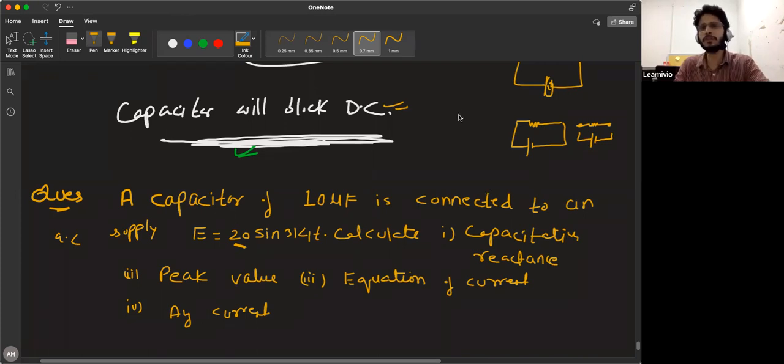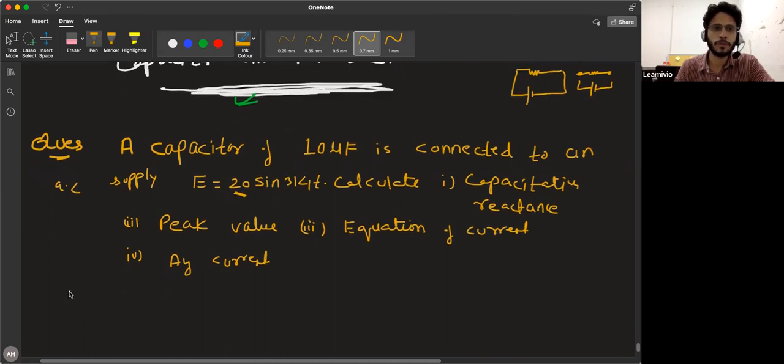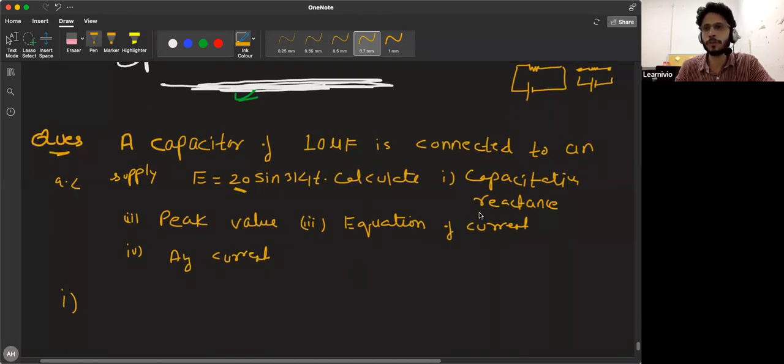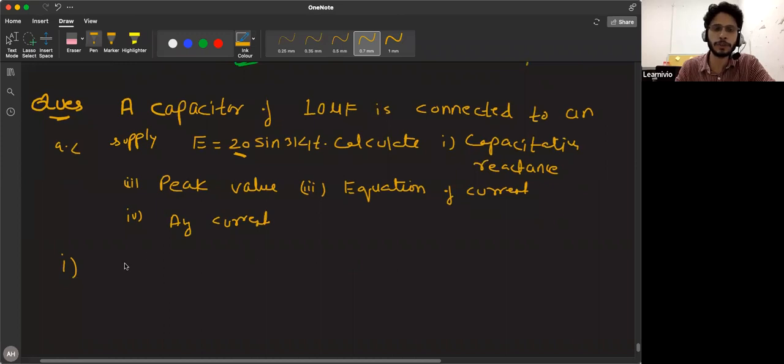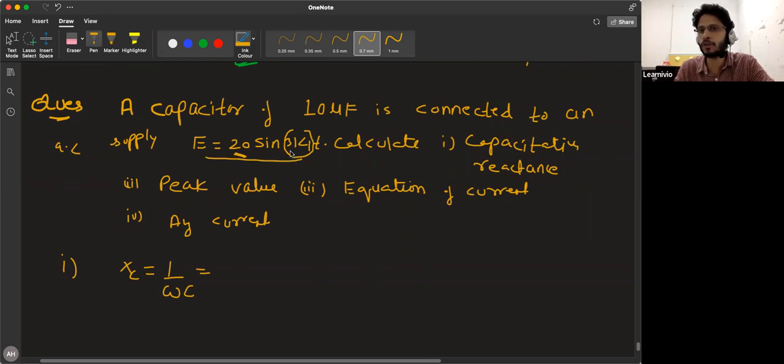These are formula-based calculations. Okay, let's solve it together. In the first part, you're supposed to calculate capacitive reactance. What's the formula of capacitive reactance? 1 by omega C. How much is omega in this equation? Omega is 314, since E is E naught sine omega t.